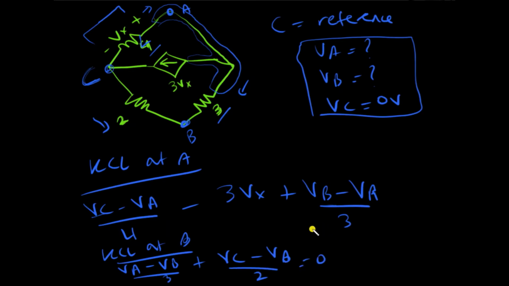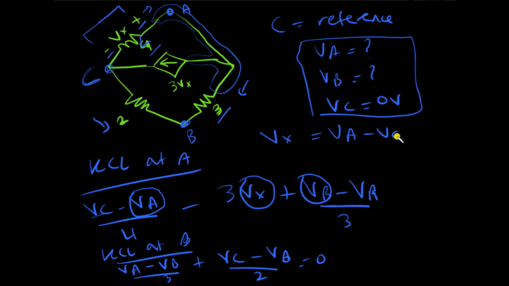Now the same problem that came in the last question is still here, and that is there are 3 unknowns, VA, VB and then Vx. So we need to somehow manipulate Vx into a form that consists of the nodal voltages. So as I can see, Vx is clearly VA minus VC. So I can just write Vx is equal to VA minus VC.